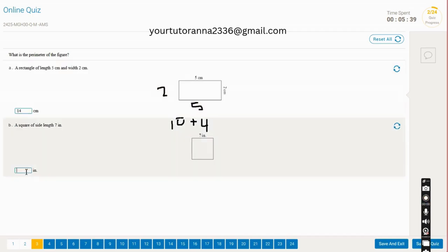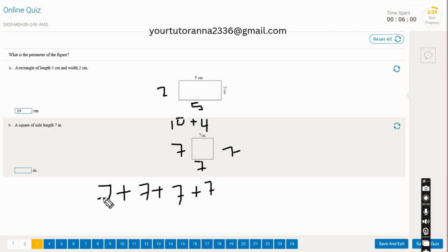The next one: the square side length is 7. Now a square has all sides equal. So 7, 7, 7, 7. You can do it 7 plus 7 plus 7 plus 7, but I always say practice shortcuts. That will be easier for you. The more you practice them, the more accurately you will get them.